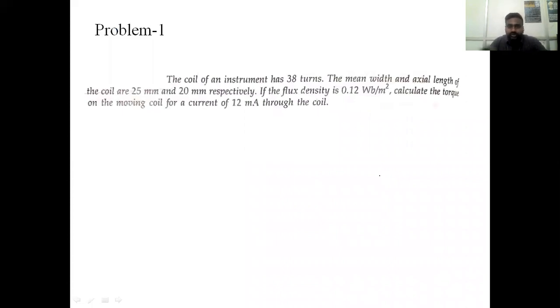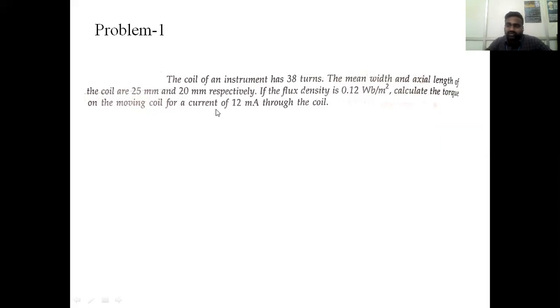There is an instrument. The coil is having 38 turns, and the width and axial length of the coil are around 25 mm and 20 mm respectively. It is having a flux density of 0.12 Weber per meter square. Units are very important in representation. What we have to do is calculate the deflection torque of the moving coil at a current of 12 milliamperes through the coil. So this is the problem we got.